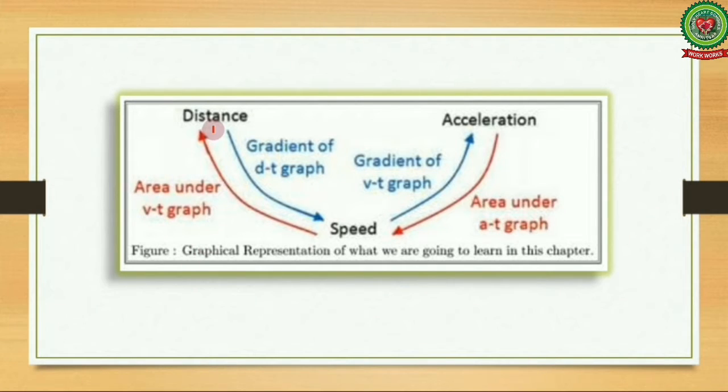We will study how the gradient, or slope, of the displacement time graph gives us speed, and after that, the gradient of the velocity time graph gives us acceleration. On the other hand, we will see how the area under the acceleration time graph gives us speed, and after that, the area under the velocity time graph gives us distance.